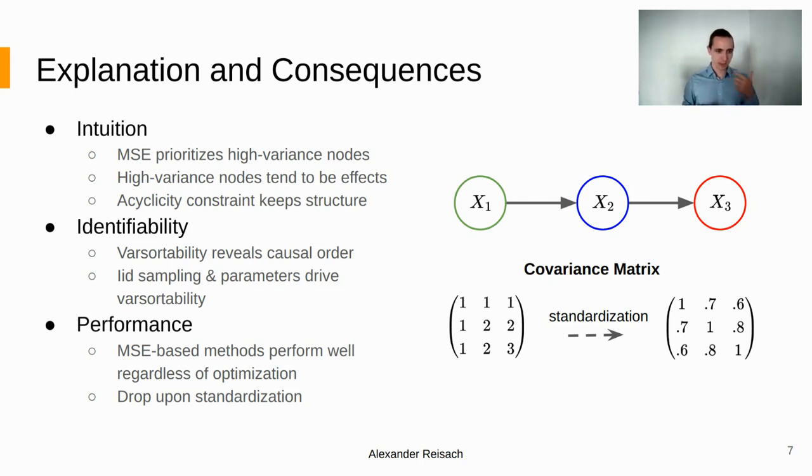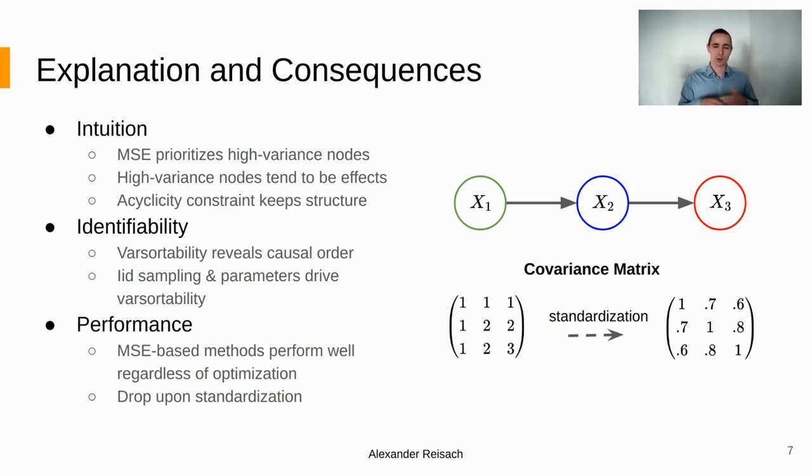And Varsortability has huge consequences on the identifiability of the causal graph from data, because Varsortability can reveal the causal order. So if Varsortability is 1, then ordering by marginal variance is a causal ordering.